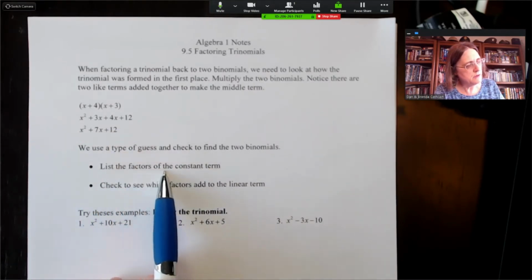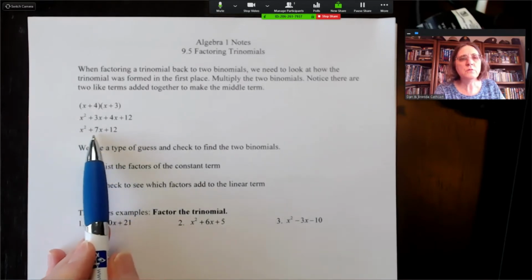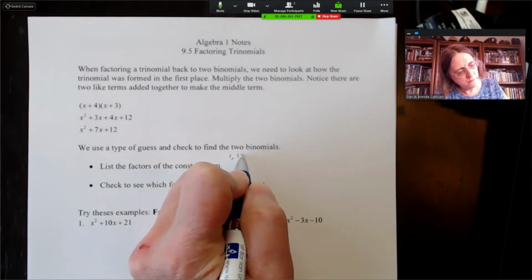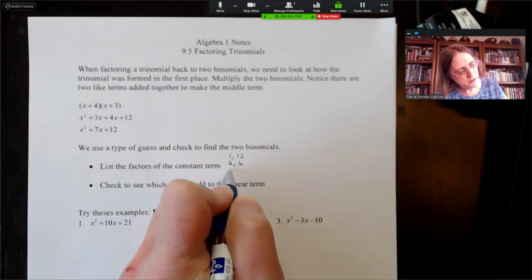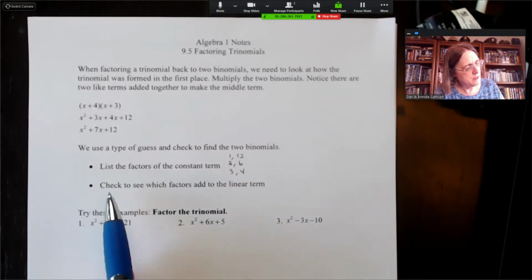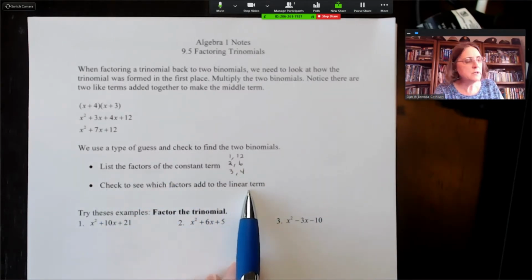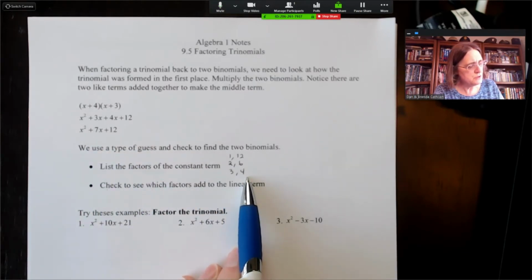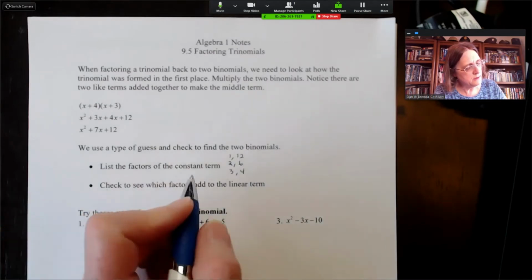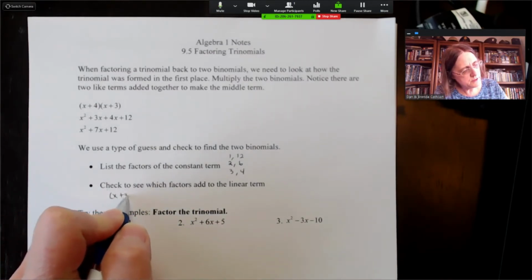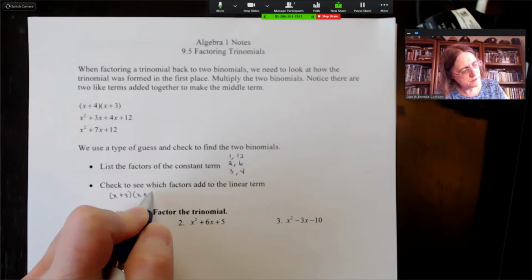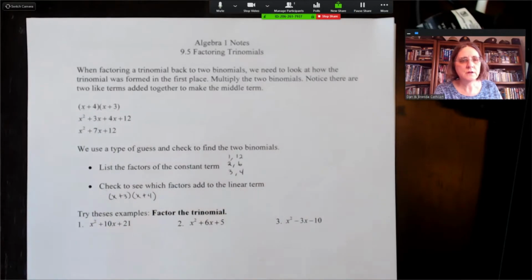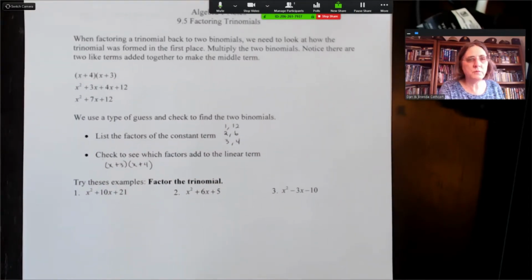So as I look at this particular trinomial, the factors of 12 would be 1 and 12, 2 and 6, and 3 and 4. Now, which factors add up to the linear term of 7x? That would be 3 and 4. So our original binomials then are going to be x plus 3 and x plus 4. And that's what we had to start with. So let's try some examples.